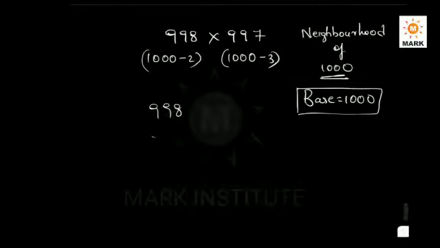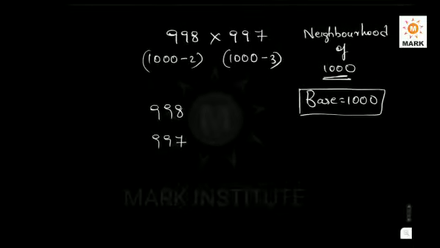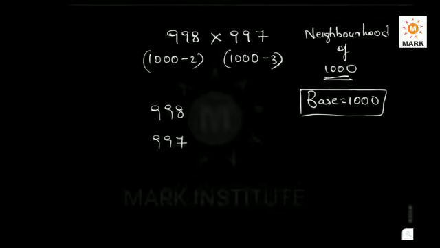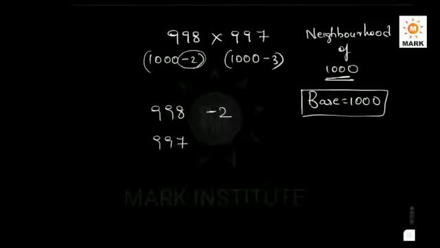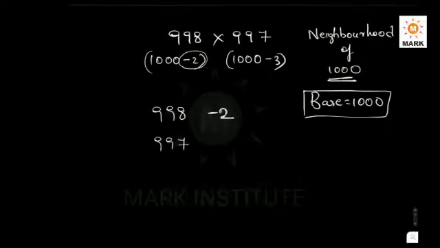So I will show you how to multiply the numbers here, 998, 997. The difference from 1000, the difference from the base number, you have to write here. 998 is 2 less than 1000, so you write minus 2 here. Don't forget the minus symbol, because 998 is 2 less than 1000. Similarly, 997 is 3 less than 1000, so you have to write minus 3.